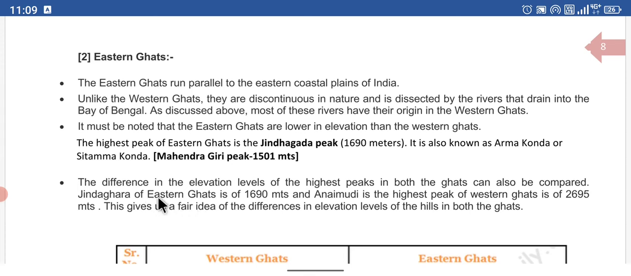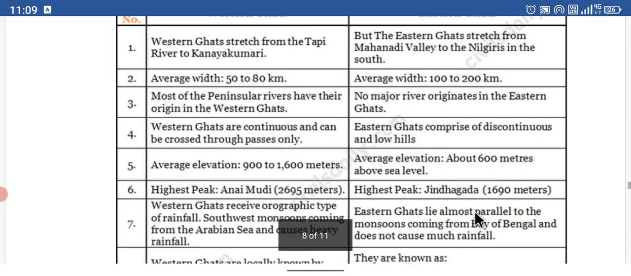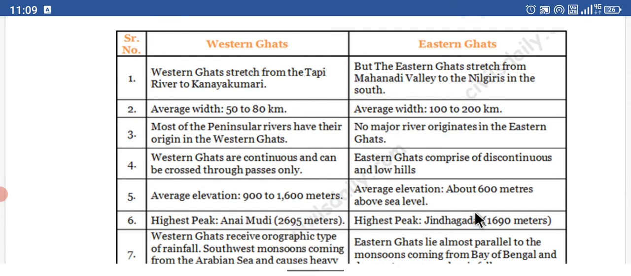The Jindhagada of the Eastern Ghat has 1690 meters and the Anamudi, the highest peak of Western Ghat, has 2695 meters height. This gives us a fair idea of the differences in the elevation levels of the hills of both the Ghats. Now we can distinguish Western Ghat and Eastern Ghat like this.